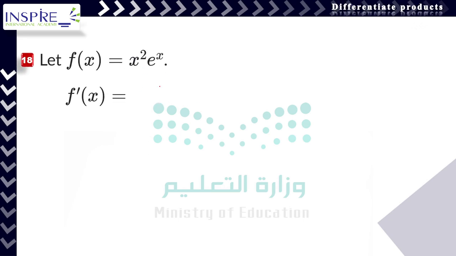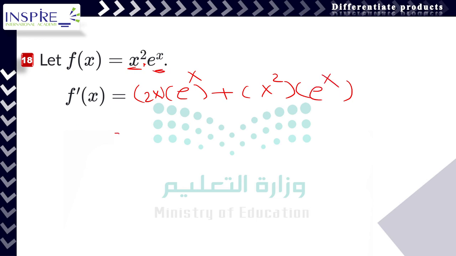How to get the derivative of this one? It's a product of two functions, so let's keep one and get the derivative of the other. Here I'll keep e power x and here I'll keep x power 2. What's the derivative of x power 2? 2x. What is the derivative of e power x? It's the same, e power x. So it will be 2x e power x plus x squared e power x.